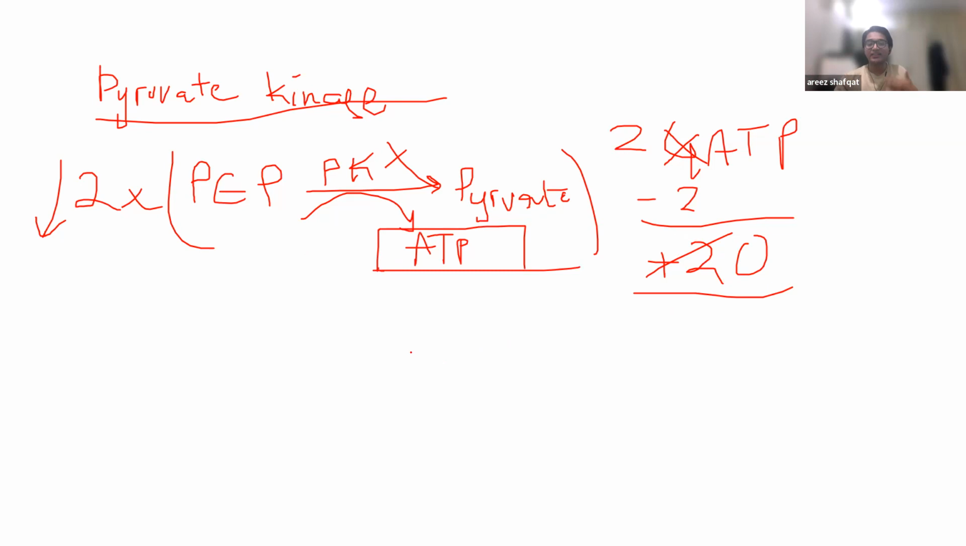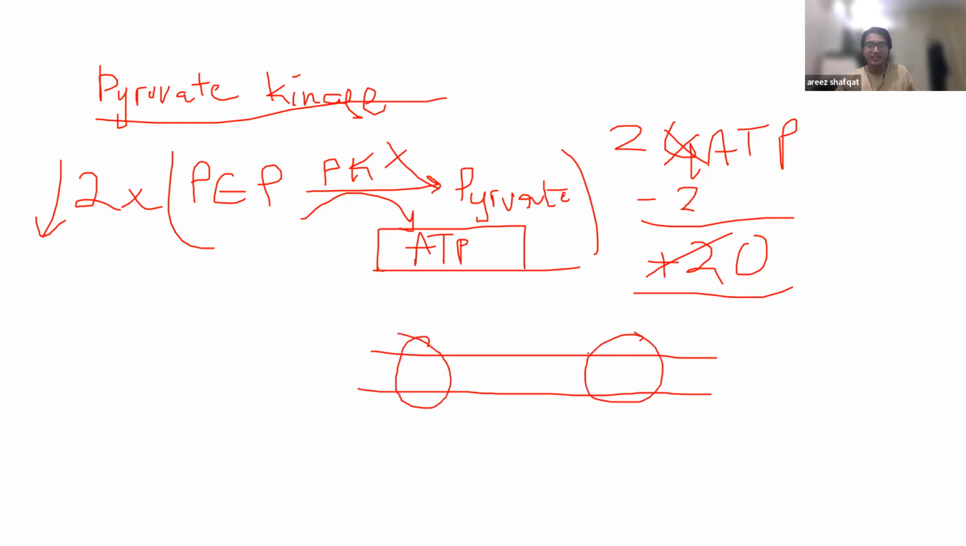Why does the red blood cell need ATP? Does anyone know? All right, so the red blood cell needs ATP because in the membrane of the red blood cell, there's something called the sodium-potassium pump. These are found in the membranes of all cells, and these require ATP.